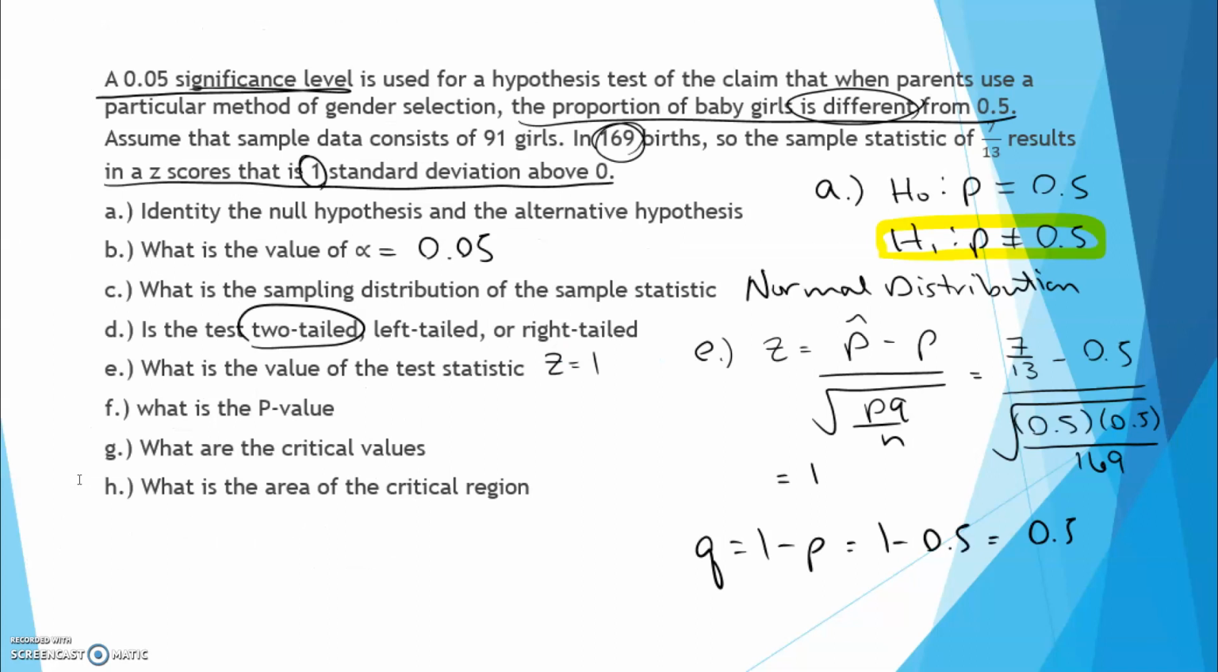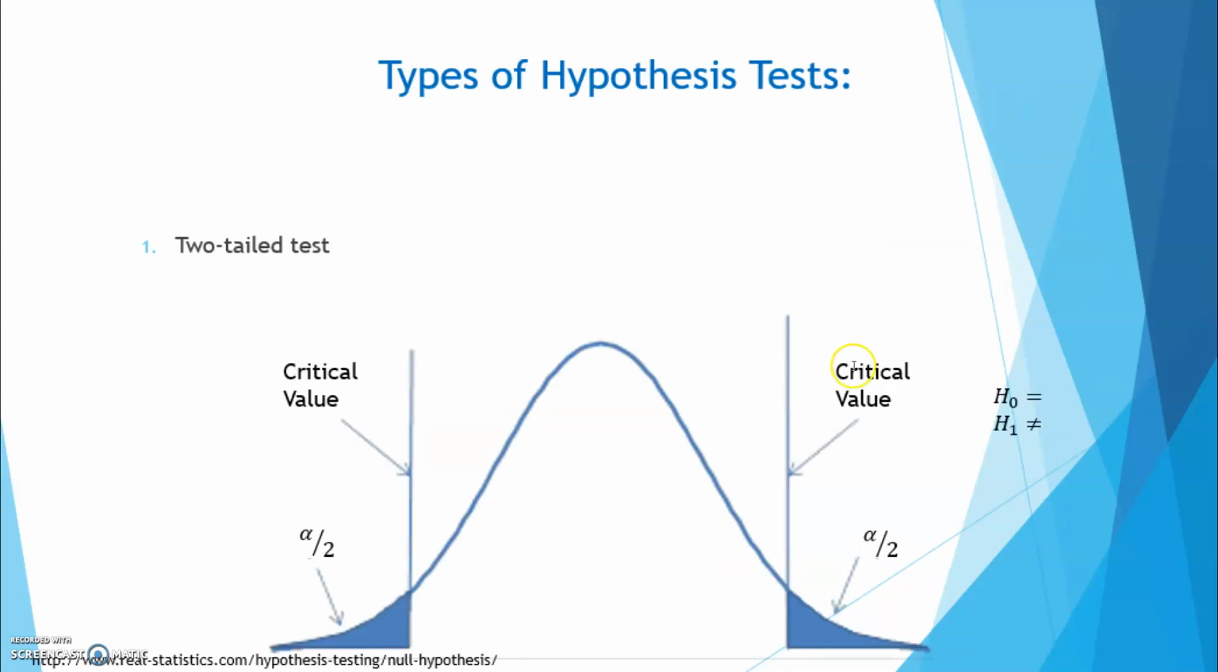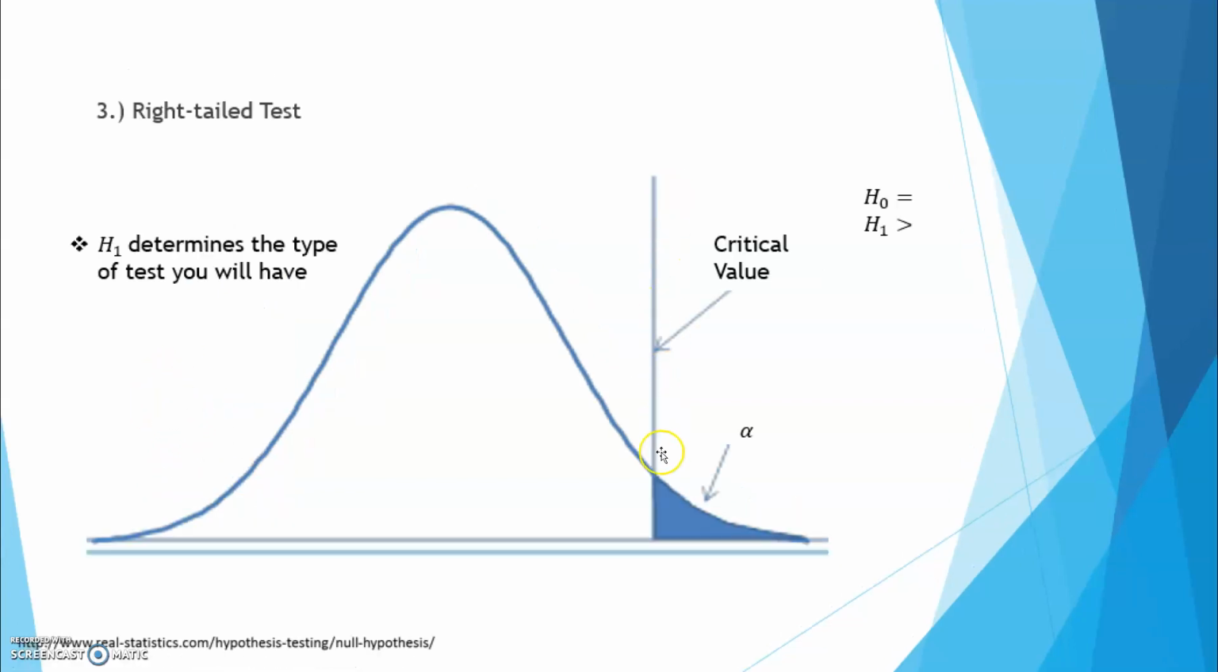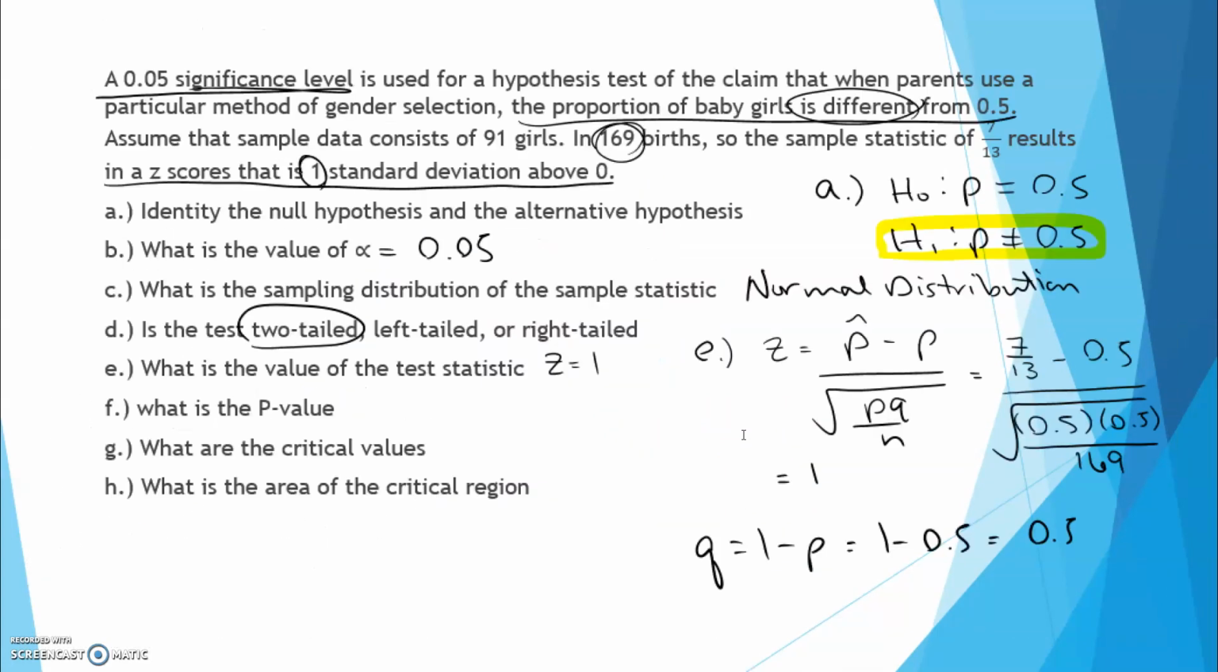Okay, last question. What is the area of the critical region? If you go back to these right here, there's your critical value and here's your critical region. If I add the alpha over 2 plus the alpha over 2, that gives me alpha. The area in the critical region is alpha. So part H, what is the area in the critical region? Well, that's going to be alpha, and alpha is 0.05.